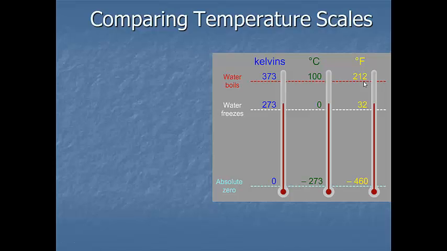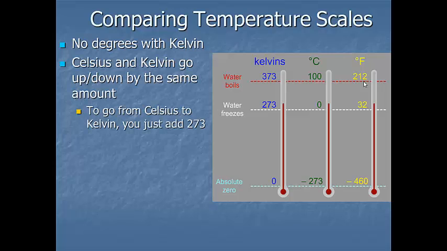Now, you may have noticed that I did not say degrees whenever I talked about Kelvin. That's because it's just standard in science not to use degrees with Kelvin. Another thing you may have noticed is that Celsius and Kelvin go up and down by the same amount. So to go from Celsius to Kelvin, you just add 273. What that means is that if you go up 100 on the Celsius scale, you'll also be going up by 100 on the Kelvin scale.